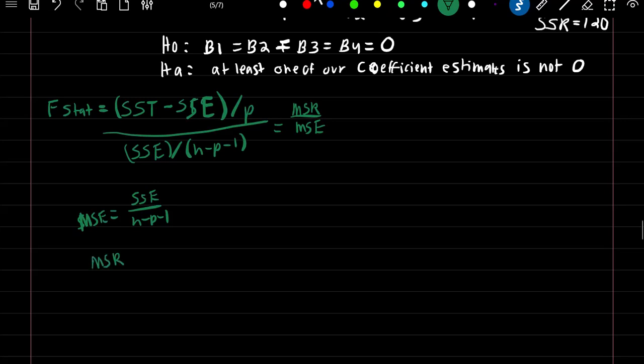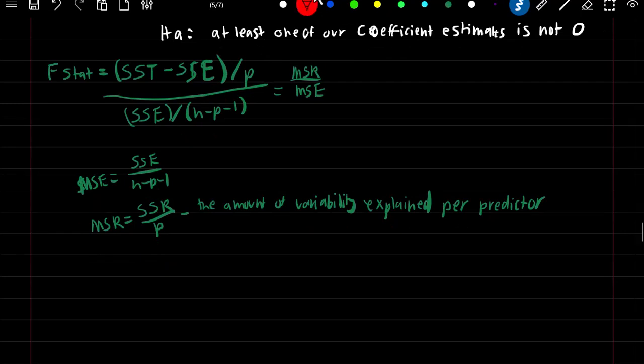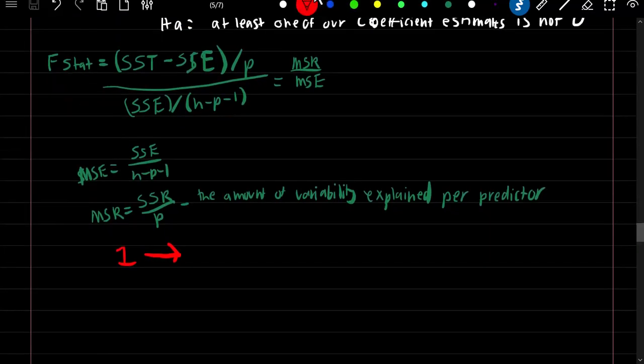Now our MSR is going to be equal to our explained variability over p. This can be thought of as the amount of variability explained per predictor. The values an F-test can get are going to be anywhere from the value of 1 upwards. 1 would mean the least significant, higher values mean the most significant. So your goal is to get high values for an F-test, because that means it's extremely likely that you have at least one significant predictor.